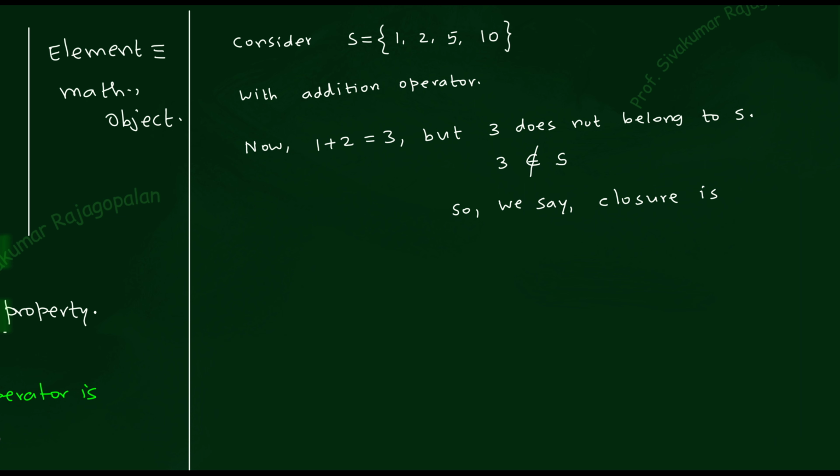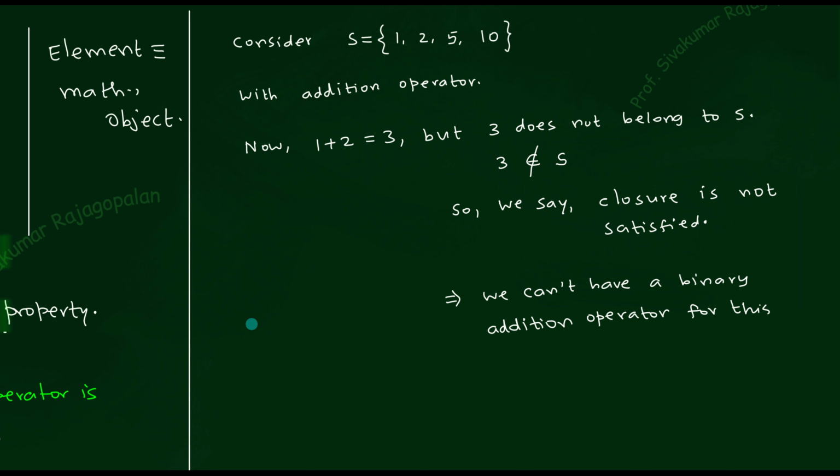So is this point clear? You have a set, you have an operator. You can quickly make a decision whether the closure property is satisfied or not. If you perform a mathematical operation, then the answer should be inside that set. The answer should be inside that set. That is what we mean to say. So in our situation, we don't have that, and therefore we can't have a binary addition operator for this set.